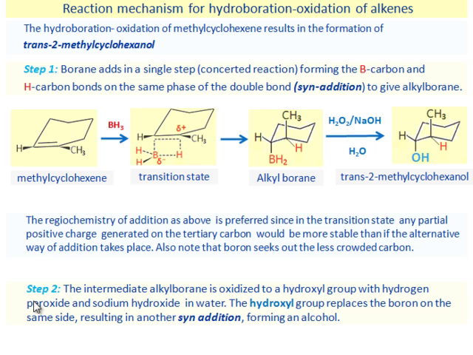Step 2. The intermediate alkyl borane is oxidized to a hydroxyl group with hydrogen peroxide and sodium hydroxide in water. The hydroxyl group replaces the boron on the same side, resulting in another syn addition, forming an alcohol.